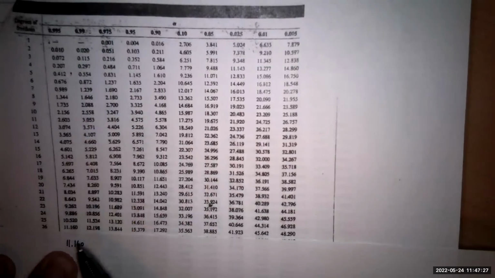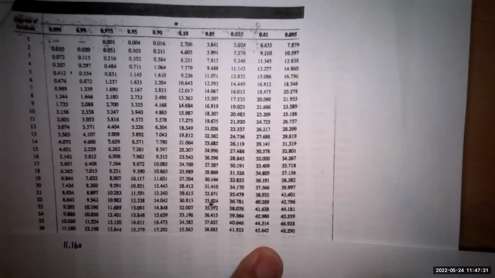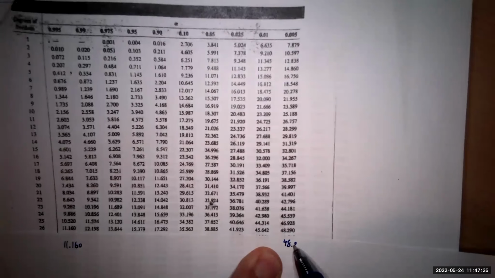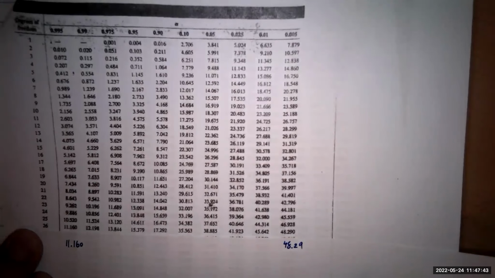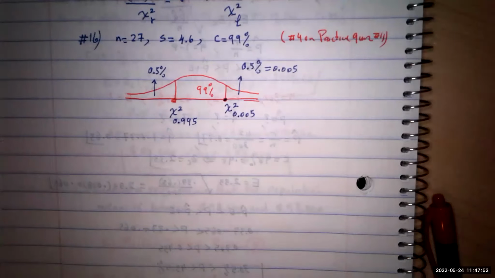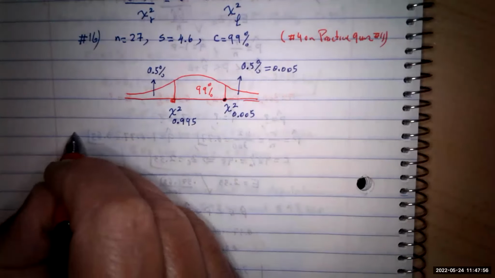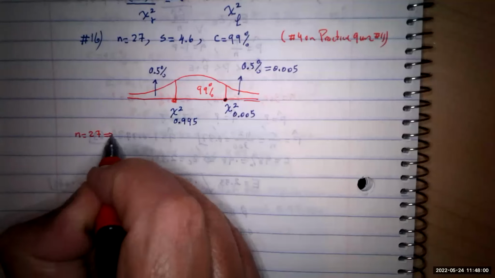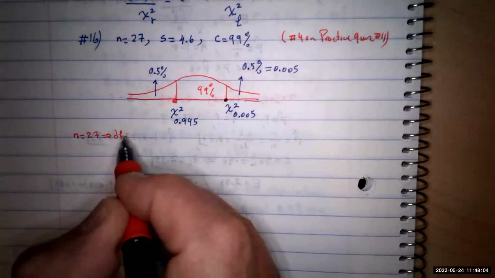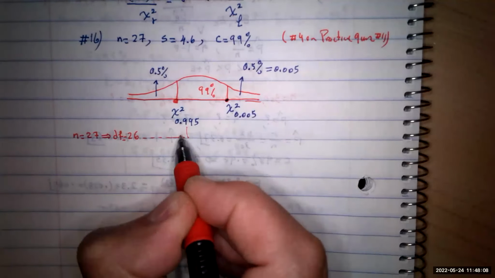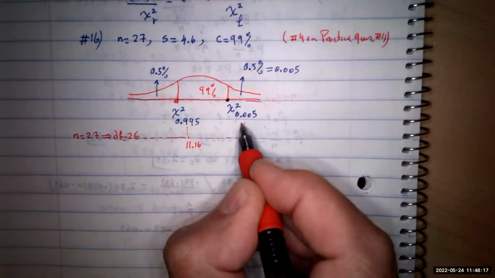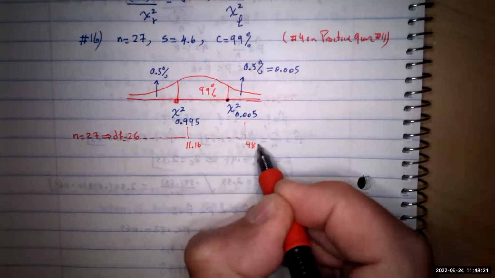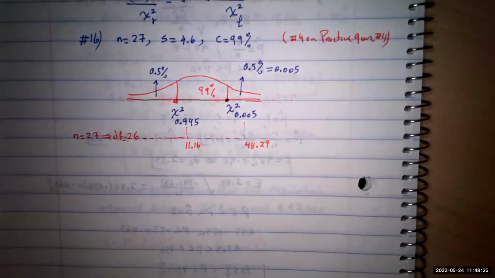Then you go to get the 0.005. We go right through the end, and the number corresponding to this part is 48.29. So you need the chi square table and the degrees of freedom. N equal to 27, so this is going to be 26. We get the 26 and pick these two numbers out, then we're done. So with n equal to 27, the degree of freedom is 26. You check with this number first, 11.16, and keep going to 0.005, and that number is 48.29.